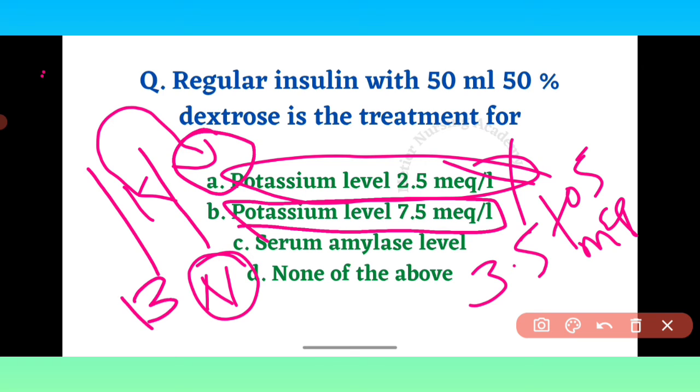What about option C? Here they have mentioned serum amylase level. Usually serum amylase is seen in acute pancreatitis. Amylase is the one which is used for the metabolism of carbohydrates, right? And this amylase level is commonly seen in acute pancreatitis, not in other disorders, and insulin is not required here. So that's why we selected option B as the right one.